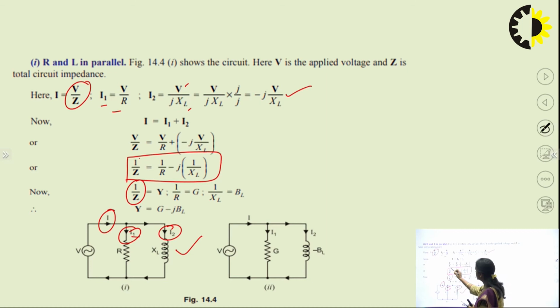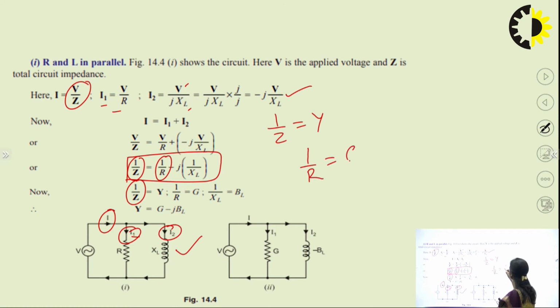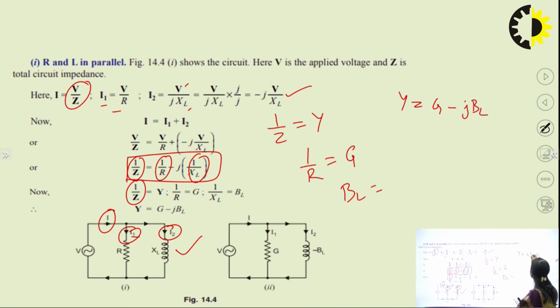In this, what is 1 upon Z? This 1 upon Z is nothing but Y. The reciprocal of impedance will be written as Y. Now what is 1 upon R? This 1 upon R is G, that is conductance, right? And what is 1 upon XL? This 1 upon XL is BL, that is susceptance. So we can write Y is equal to G minus J BL, right? Conductance and susceptance. So this is the equation of admittance.